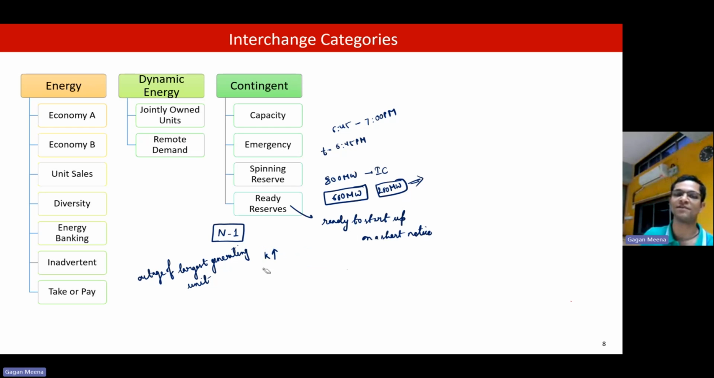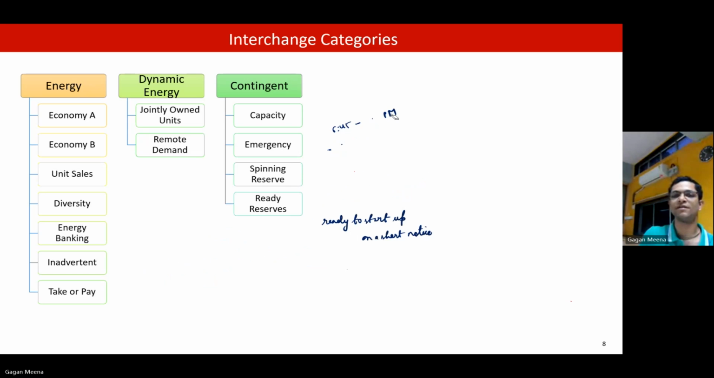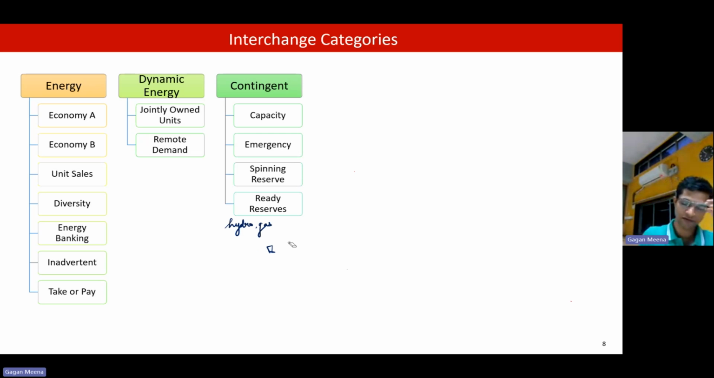Even storage can be started very quickly, so it can quickly supply the need. Hydro is also another example. So here we can have hydro and gas. Depending upon the frequency regulation you want, primary, secondary or tertiary, we can use them. Since we want it done quickly, energy storage can be used, especially the flywheel or the supercapacitor. Capacitors can discharge very quickly.